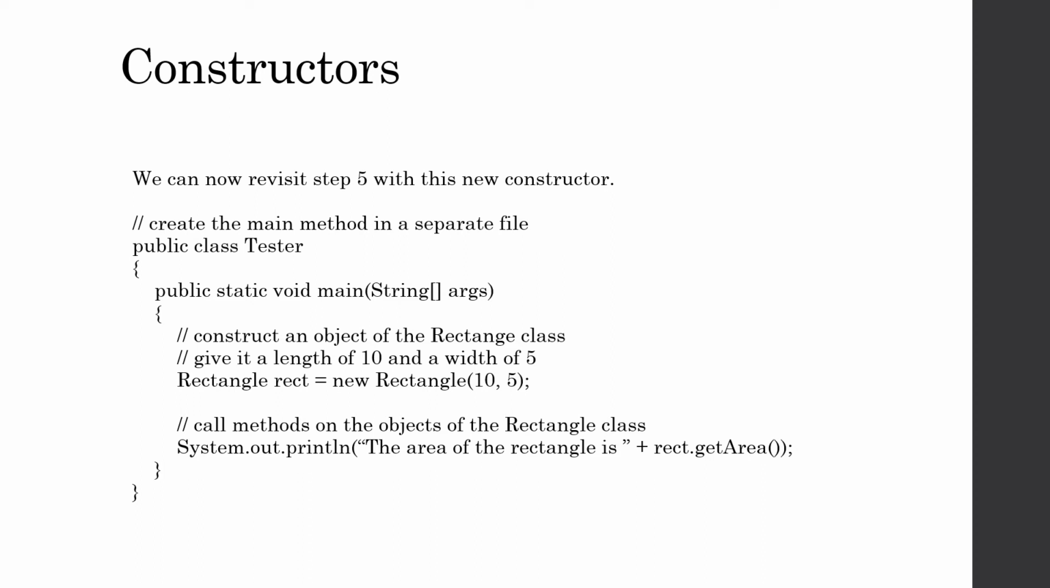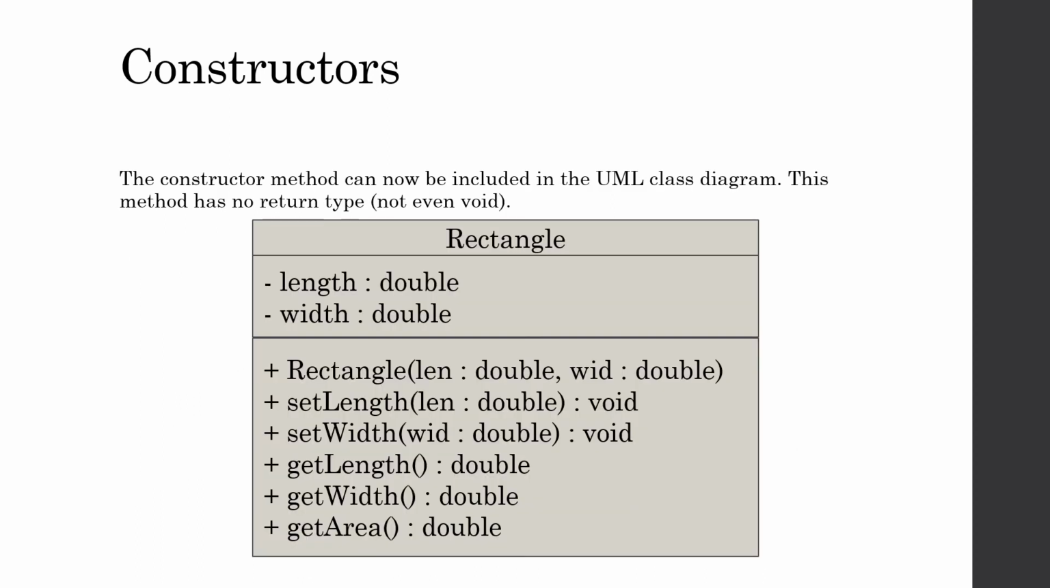Alright, now that we've seen a little bit about the implementation of this, we also want to talk about how we would include this in our design process, specifically in our UML class diagrams. We can now add the constructor method to that class diagram. Keep in mind that this method has no return type, not even void. So when we put it in, we're going to see this at the very top of our set of methods.